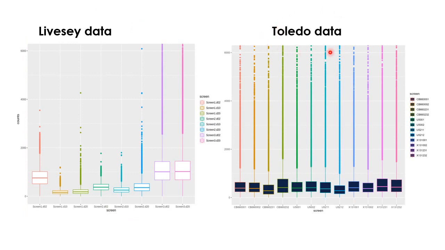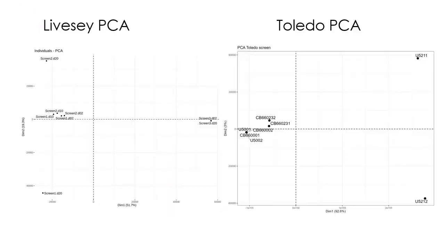I use Toledo data as comparison throughout the project because these 8 screens conducted on neural stem cell lines CB660 and U5 are almost identical to our screens. And these are the guide count differences arising from non-uniform depth of sequencing. Further QC using dimensionality reduction showed that day 2 and day 10 are very similar, and screen 3 is completely different from screen 1 and 2. So these were excluded from further analysis. Variation in day 20 is acceptable.